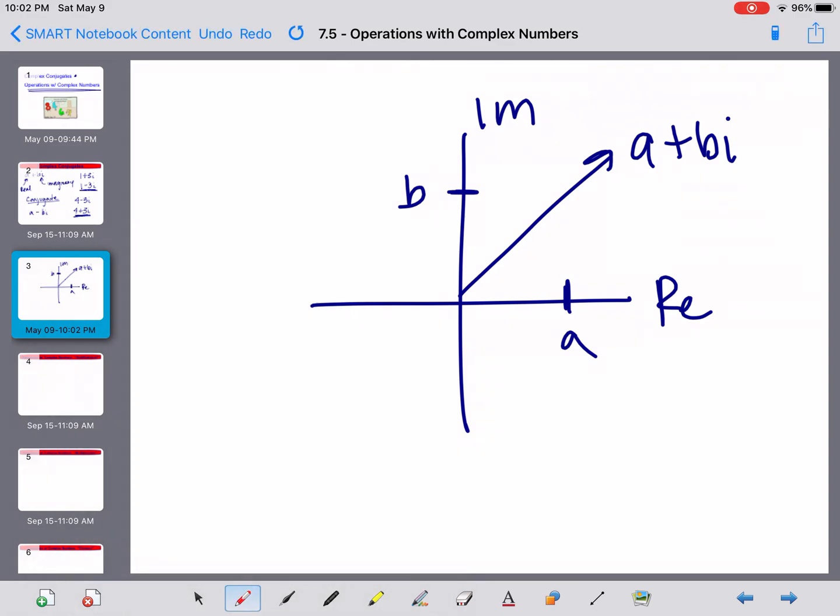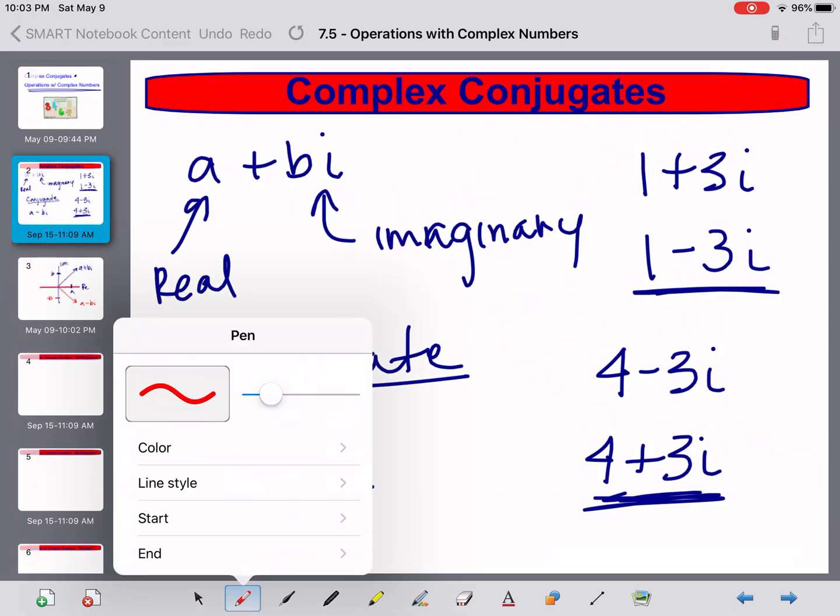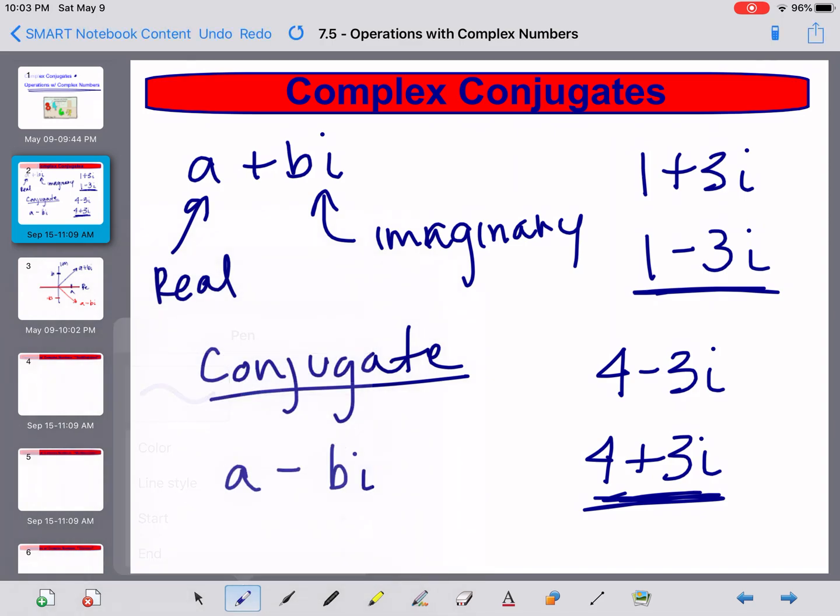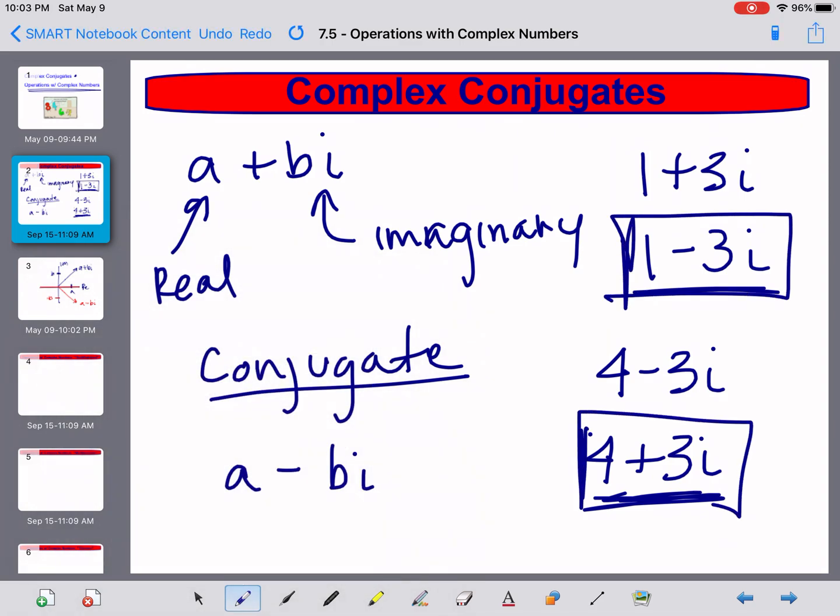So if we were to transition that into the conjugate, which we already knew was a minus bi, the b would be down, this would be negative b. So another way to think about this is that the conjugate is simply a mirror across the real axis. Just another visual. But in general, what we're going to use it for is to simplify effectively using these complex conjugates.